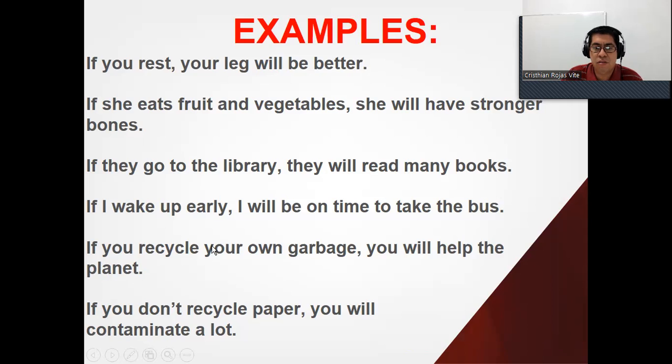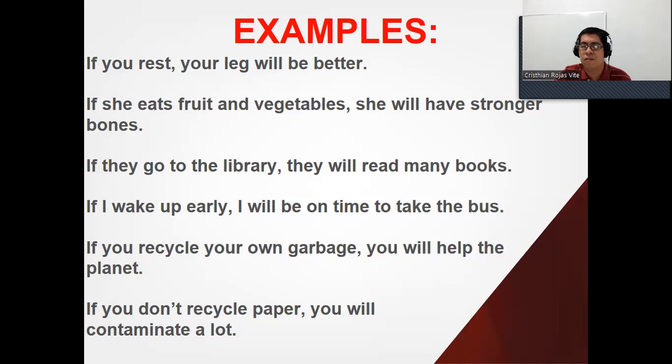If you recycle your own garbage, you will help the planet. Yeah, right now here in Mexico, but not only here in our country, but also in other countries around the world. If you recycle, or if we recycle, you and I, all of us together, right? If we recycle our own garbage, we will help the planet, right?